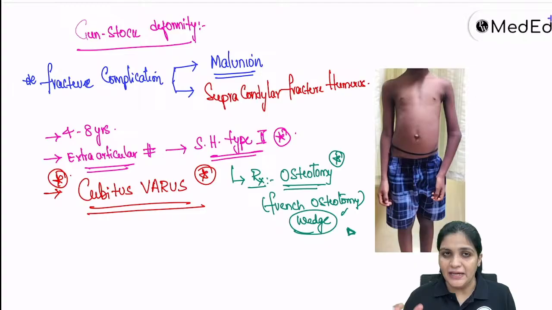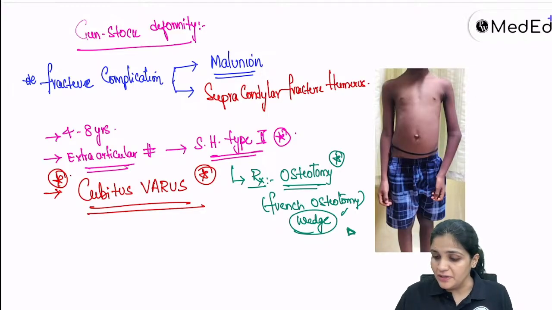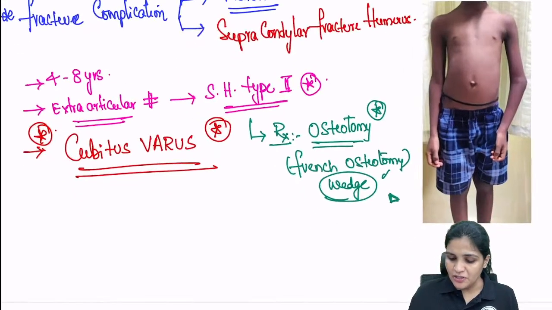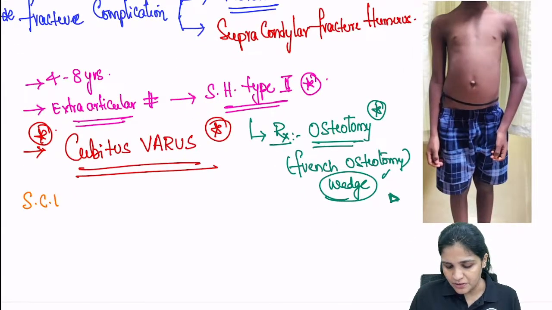And this is the cubitus varus. And it is mostly seen in your supracondylar fracture humerus. And now what are the other complications that you see in this supracondylar fracture humerus?